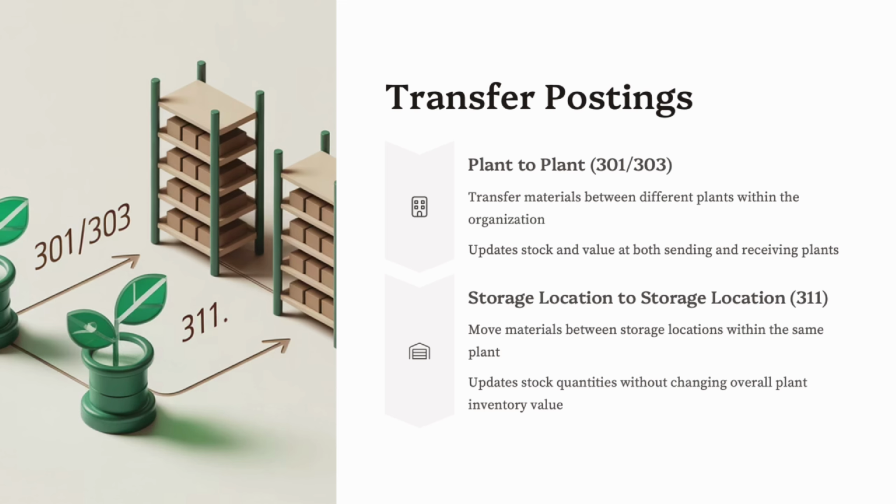4. Regular reconciliation. Run MB5T to list stocks in transit for plant-to-plant movements. Clear old or stuck transfer postings quickly. 5. Enforce authorization checks. Restrict high-impact movements, intercompany, special stocks, via role-based authorizations to prevent misuse.